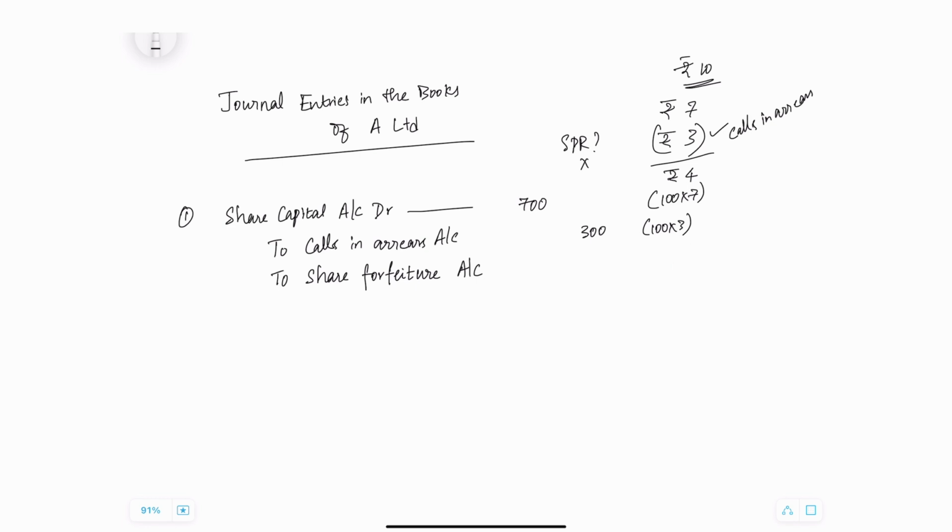So here regarding share forfeiture, you always write the balancing figure. This is 300. You always write the balancing figure because you don't have to compute in share forfeiture. That's how I teach my students. You don't need to compute share forfeiture account. If you write the share capital entry correctly and calls in arrears correctly, automatically the third value has to be the share forfeiture account. Always arrive at it as a balancing figure. Don't try to compute this number.